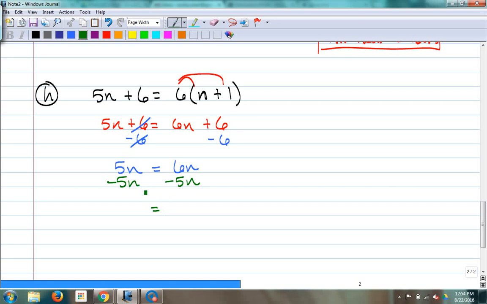Because 6 minus 5 is easier than 5 minus 6, right? That'd be 1n. What's on the left-hand side here now? 0. There's nothing there. Nothing in math is 0. Now, what's next? Divide by 1. What's 0 divided by 1? 0.